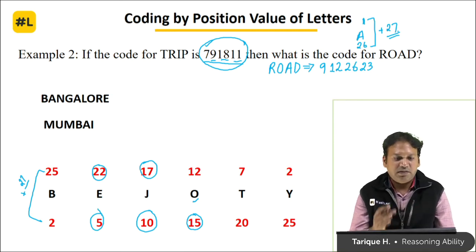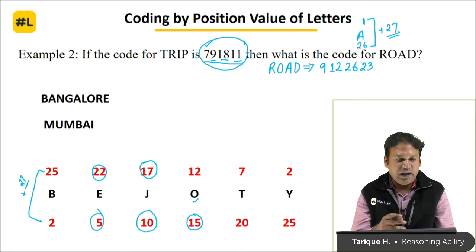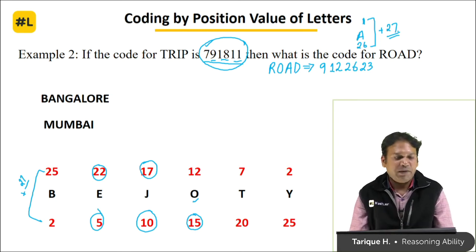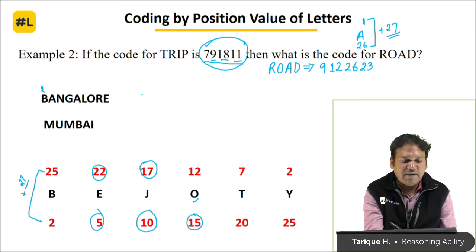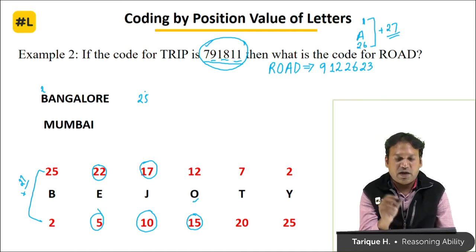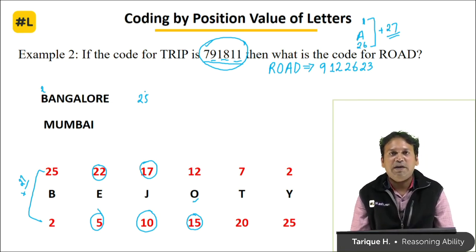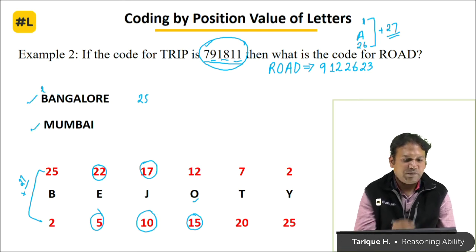In the previous slide we have seen how to find the positional value of the words Bangalore and Mumbai by taking A1, B2. Now B is the second letter from the beginning, so the positional value from the end will be 25 because 2 plus 25 is 27. So that is what I am asking you to do. Find out the positional value of the letters from the end and code these words Bangalore and Mumbai quickly.